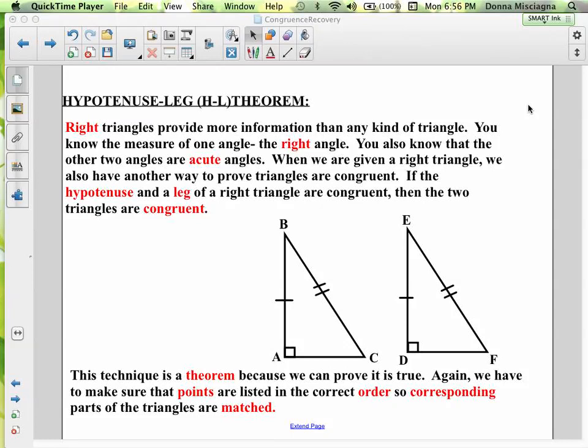Right triangles provide more information than any kind of triangle. You know the measure of one angle, the right angle. You also know that the other two angles are acute angles. When we are given a right triangle, we also have another way to prove triangles are congruent.